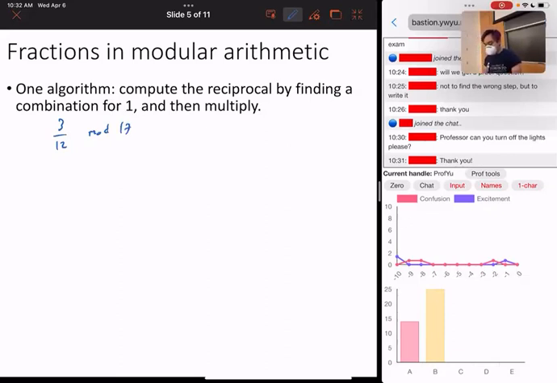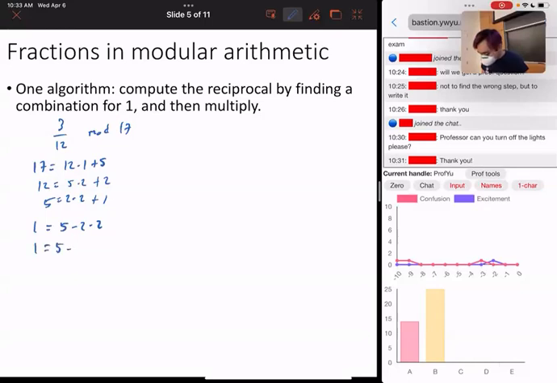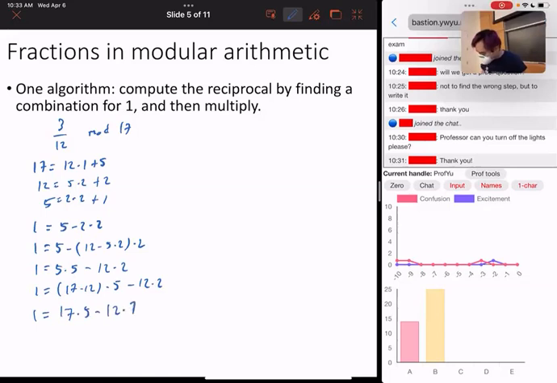In order to do this, you use the Euclidean algorithm, and you get, let's see, 17 is equal to 12 times 1 plus 5. 12 is equal to 5 times 2 plus 2. 5 is equal to 2 times 2 plus 1. And so then you can back solve for 1. So 1 is equal to 5 minus 2 times 2. So 1 is equal to 5 minus (12 minus 5 times 2) times 2. So 1 is equal to 5 times 5 minus 12 times 2. And then 1 is equal to (17 minus 12) times 5 minus 12 times 2. So 1 is equal to 17 times 5 minus 12 times 7.